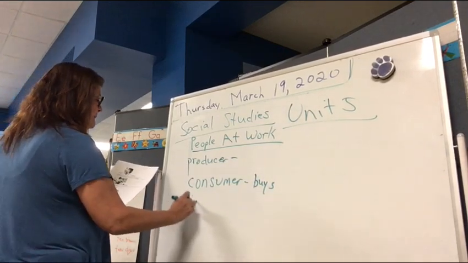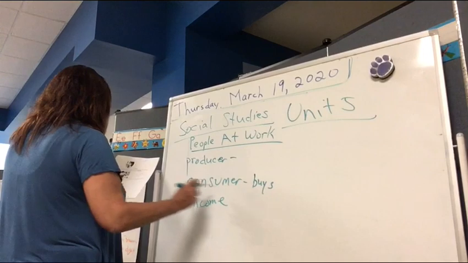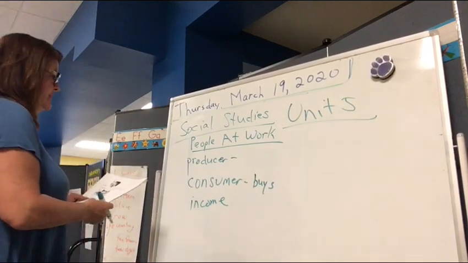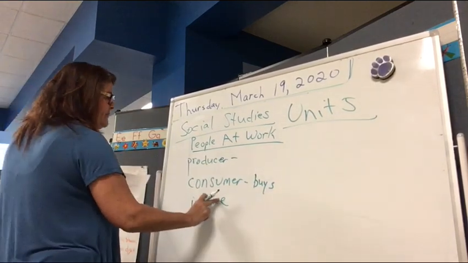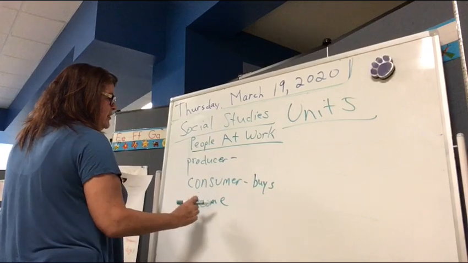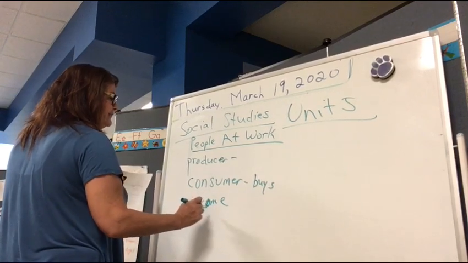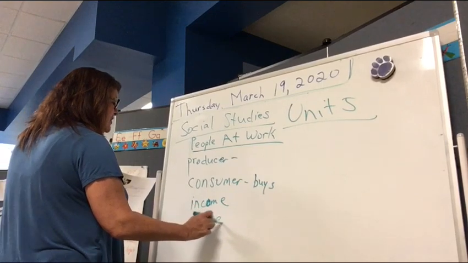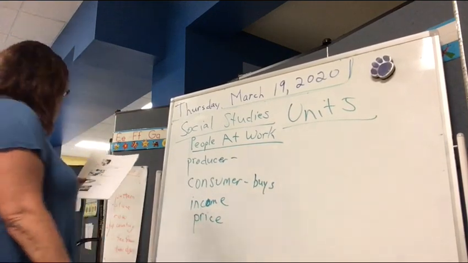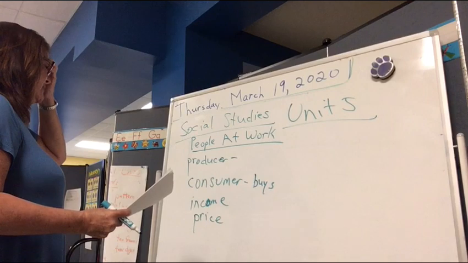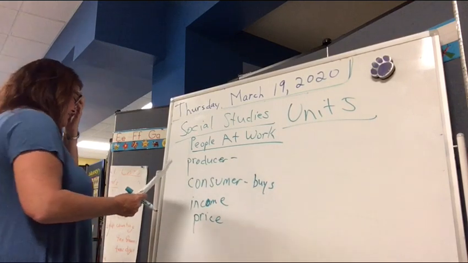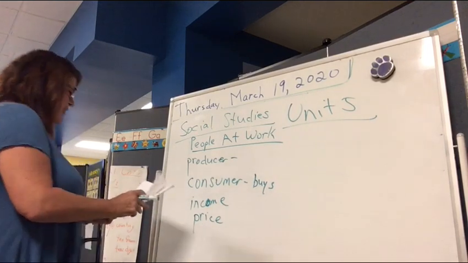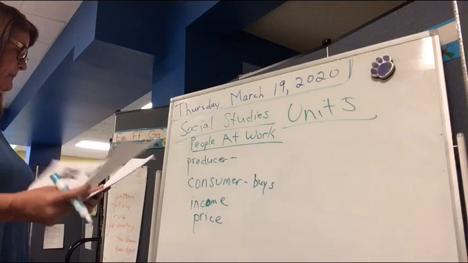Income is the money people earn when they work. If you have a paper route and you earn money, you have an income. Price. The price is what something costs. The amount of money you pay to buy something.